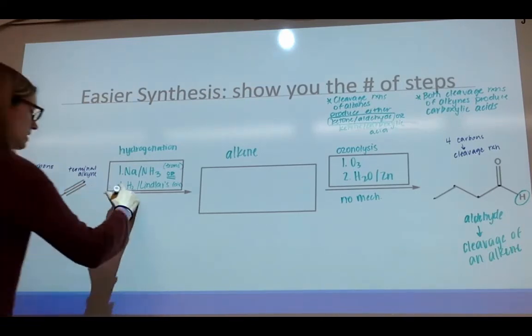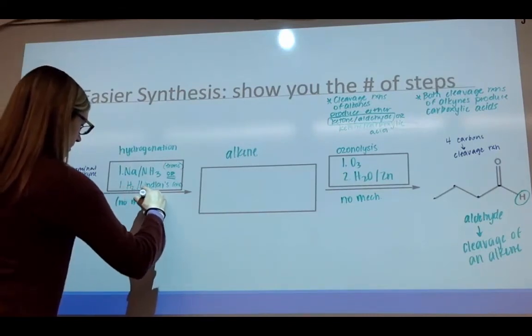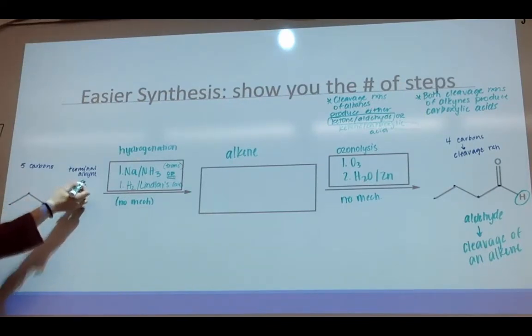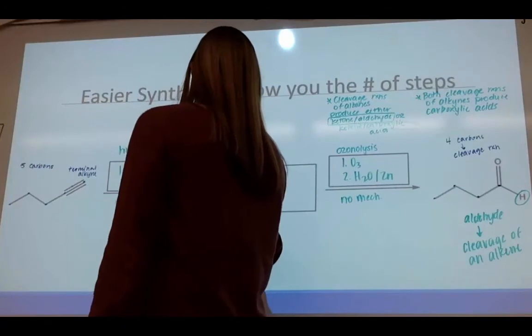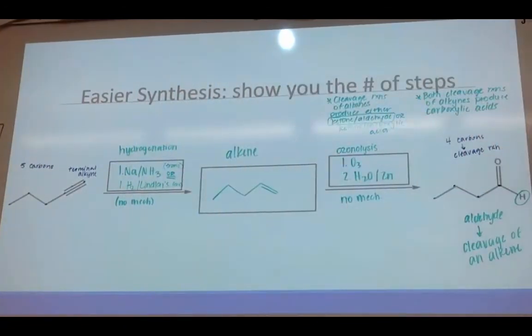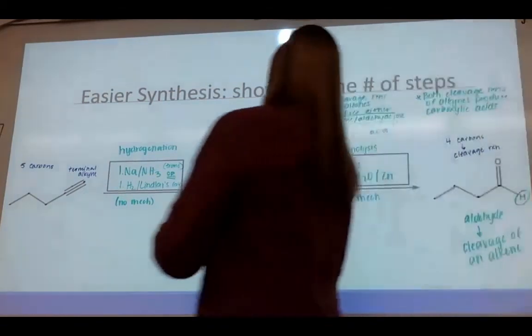Again, you don't need to know the mechanism for hydrogenation, but what we get when this undergoes hydrogenation is you are essentially eliminating one of the pi bonds. You're adding hydrogen to both sides. So 1, 2, 3, 4, 5. And between carbon 4 and carbon 5 is that double bond.